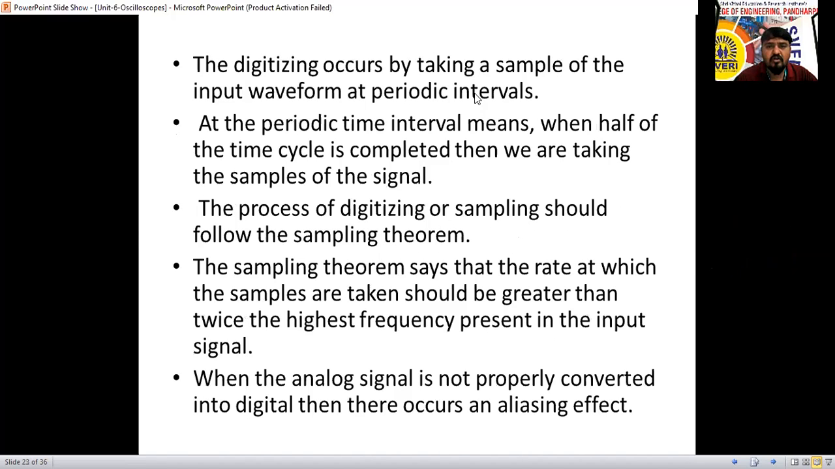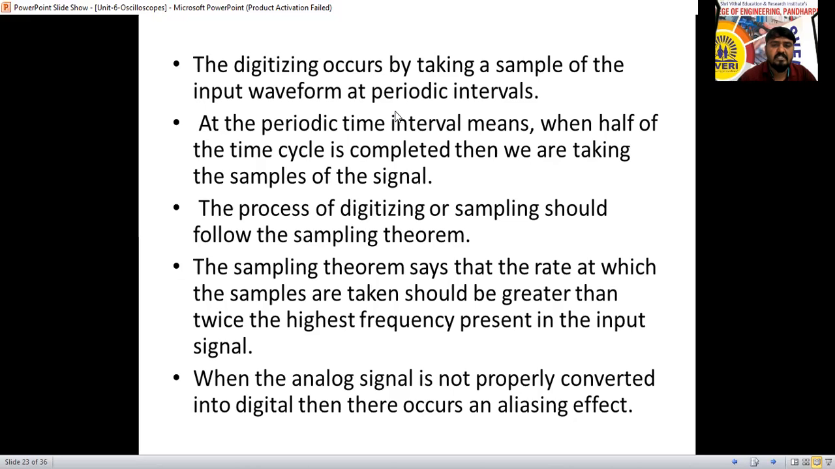So the digitizing occurs by taking samples of the input waveforms. Before storing to the memory unit, the digitization occurs by taking samples of the input. At a periodic time interval, that is, when half of the time cycle is completed, we take a sample of the signal. For one cycle, we will not wait. Once the half cycle is completed, then we take the sample of that signal.